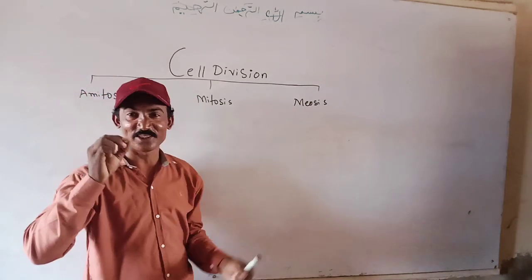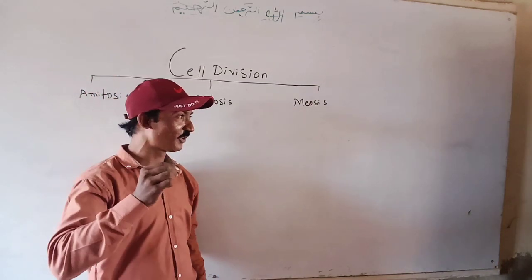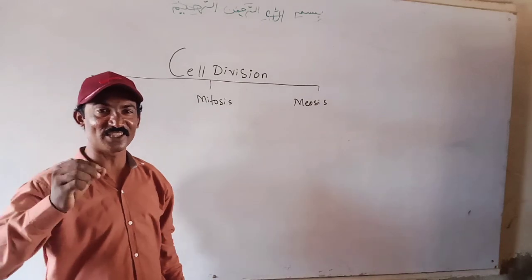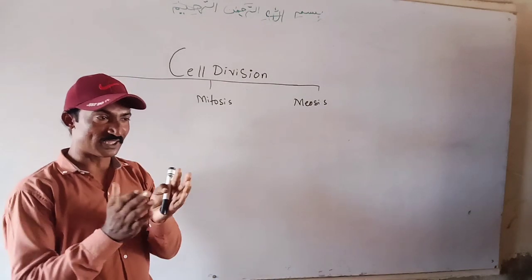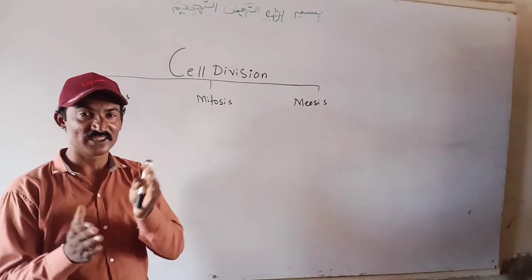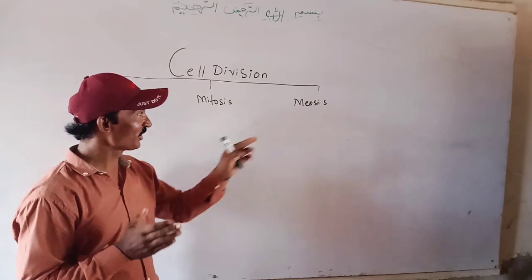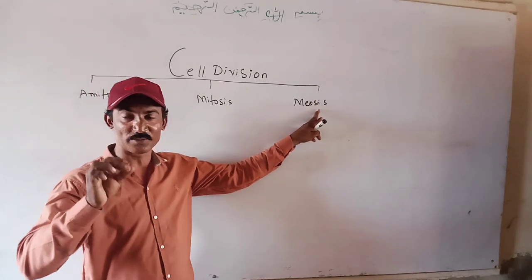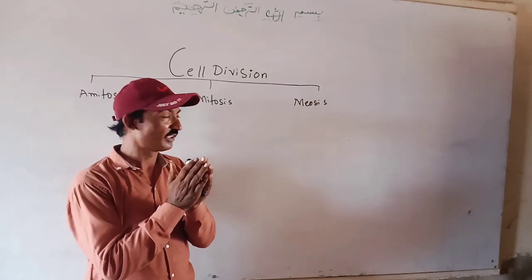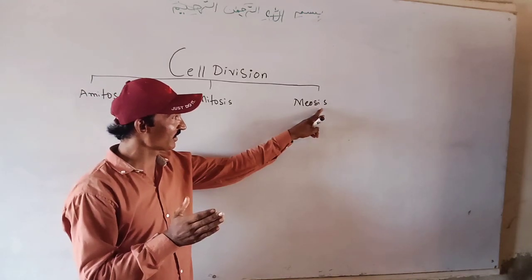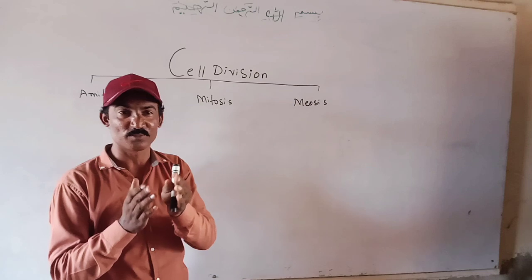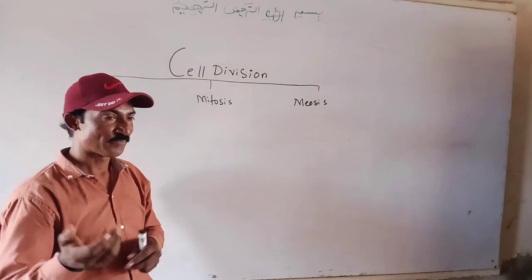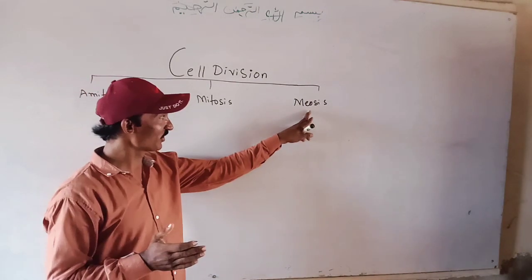The other one is meiosis. Meiosis is a special type of cell division. Why? Meiosis is called a special type of cell division because in it the number of chromosomes is reduced to half. "Meio" means to reduce. Meiosis is also called reduction cell division because the number of chromosomes is reduced to half. What is the main function of meiosis?